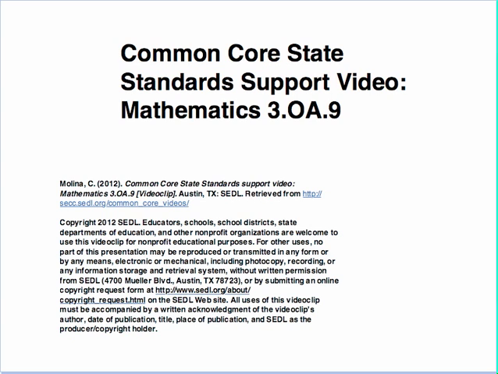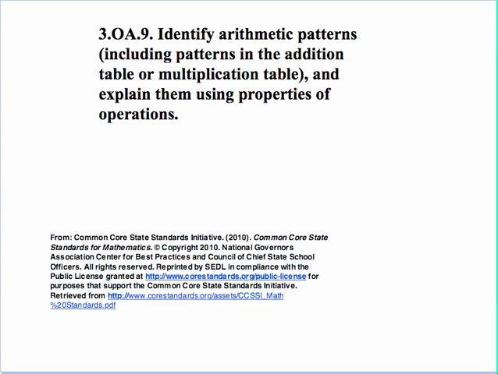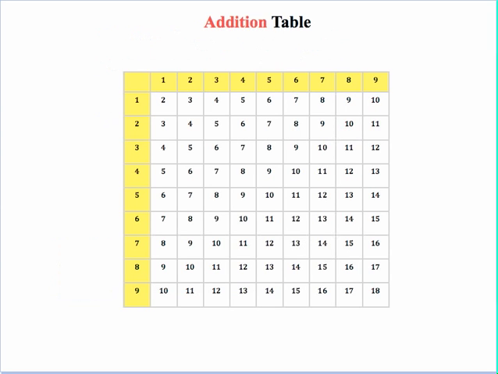This is a Common Core State Standard Support Video in Mathematics. The standard is 3.OA.9. This standard reads, identify arithmetic patterns, including patterns in the addition table or multiplication table, and explain them using properties of operations. Since the standard specifically mentions the addition and multiplication tables, let's go ahead and start with that.